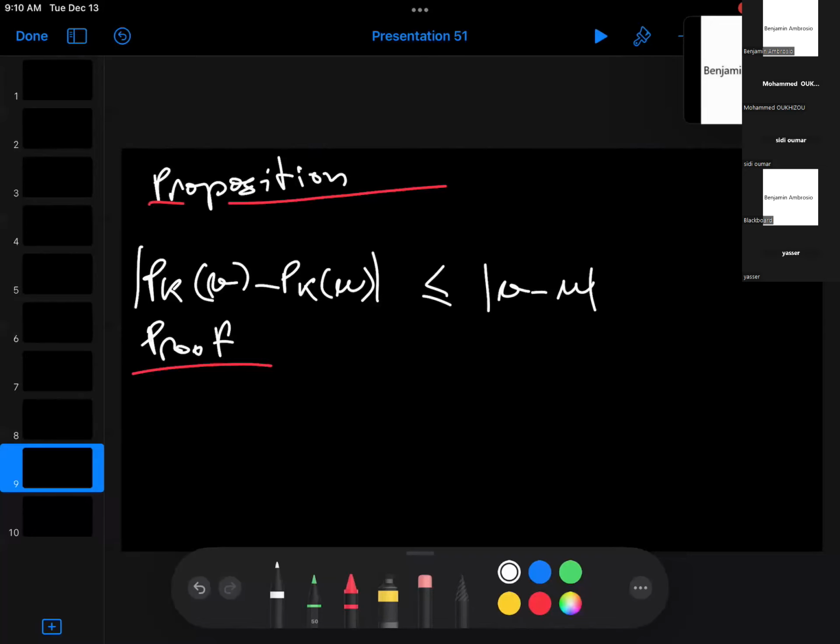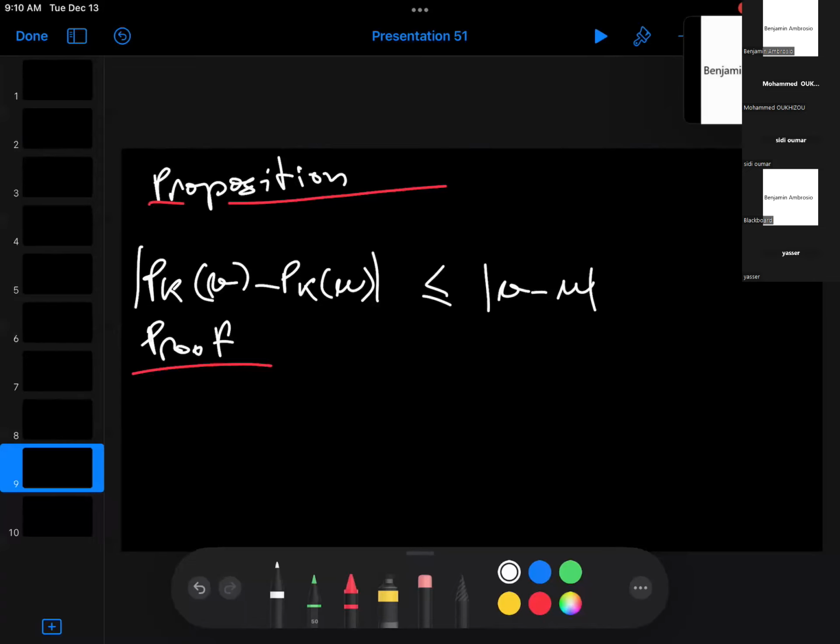Okay, so with those notations, we have the following proposition: the projection on a convex set does not increase the distance, meaning that if you look at the distance between P_K of U and P_K of V, it will be less than the distance between U and V. So we are going to prove that.